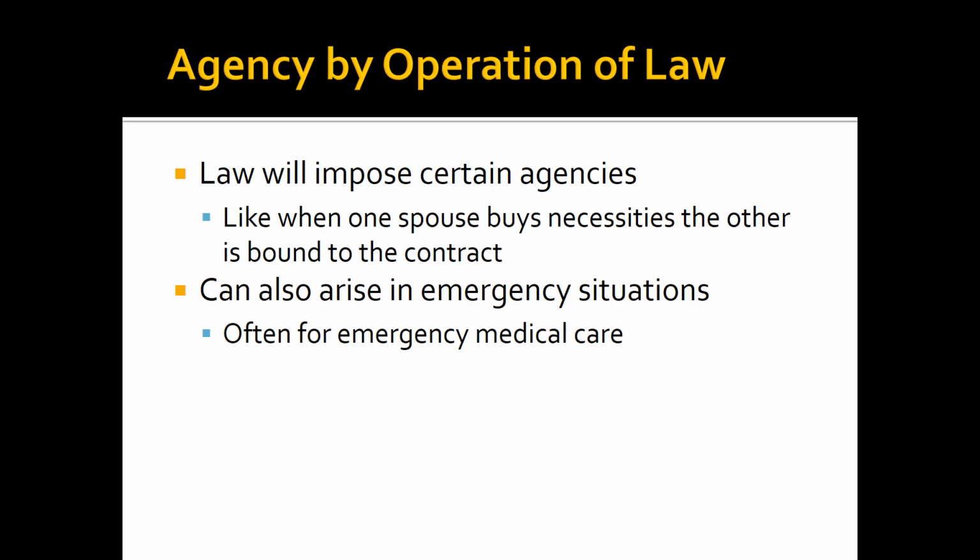Finally, there can be agency by operation of law. This is where the law intervenes. Again, these are rare agencies. Most agencies truly are voluntary and created either express or by oral agreement. So sometimes the law will impose certain agencies. For example, if my wife went out and she bought food and a bill came to my house, and I said, well, I didn't tell her to go buy food, I would be bound nonetheless. They can also arise more rarely in emergency situations, for example, things like emergency medical care.